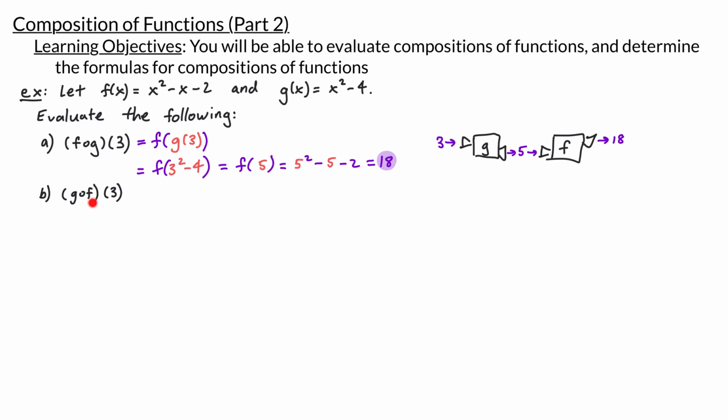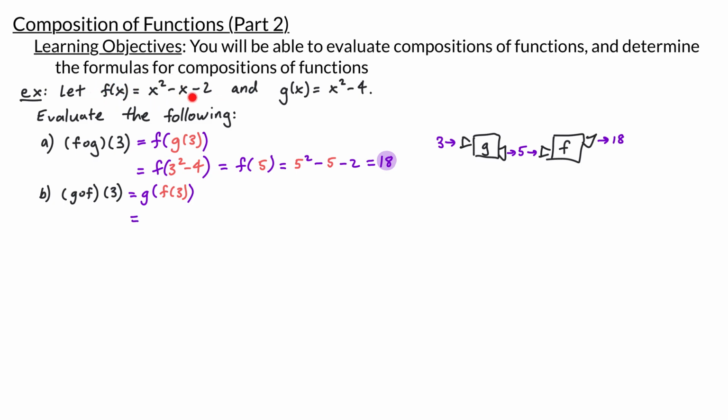Next, let's do the composition the other way around. Let's compute g composed with f of the input 3. This time, g is the outer function and f is the inner function. So by definition, g composed with f of 3 is g of f of 3. To evaluate an expression like this, we want to work our way from the inside out. First, we need to figure out what f of 3 is, and then take the result and plug it into the g function. So let's start with f of 3.